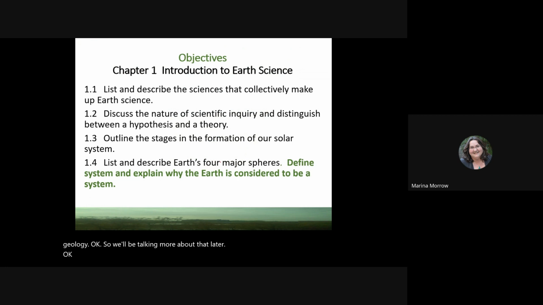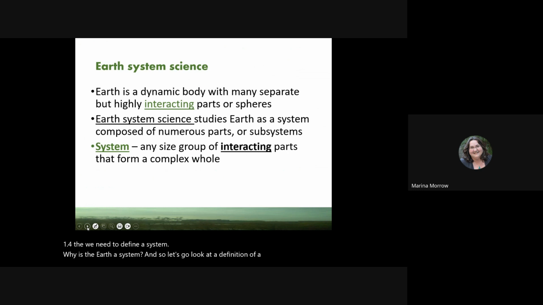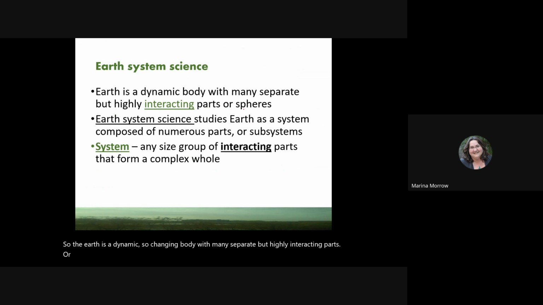Okay, so now the word system is used especially where you need to know about systems. So to continue with 1.4, we need to define a system. Why is the Earth a system? And so let's go look at a definition of a system. So the Earth is a dynamic, so changing body with many separate but highly interacting parts or spheres that we were just talking about, right?